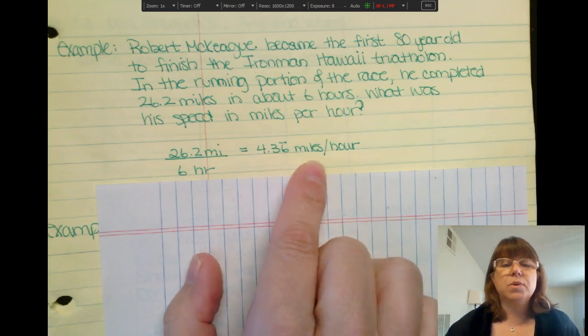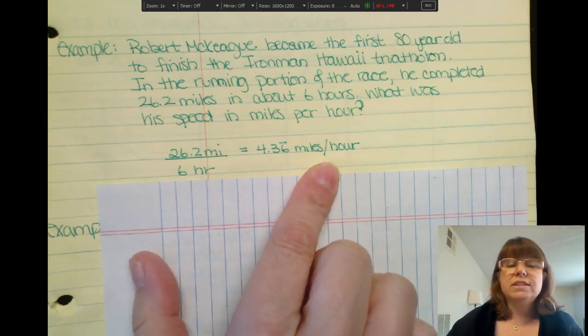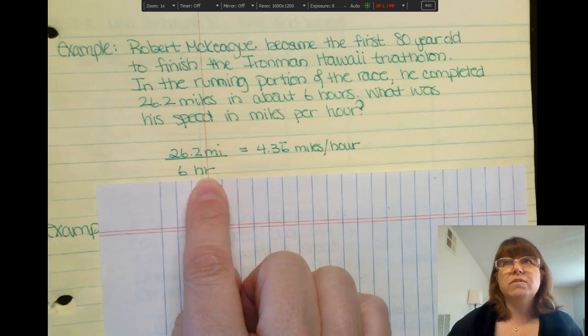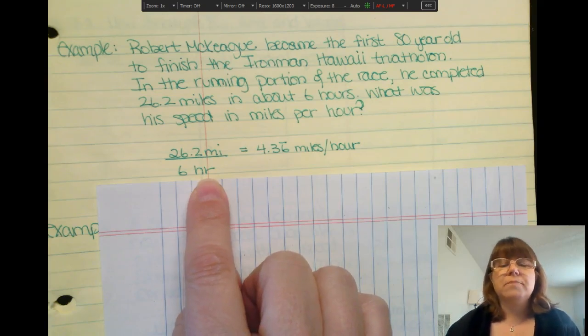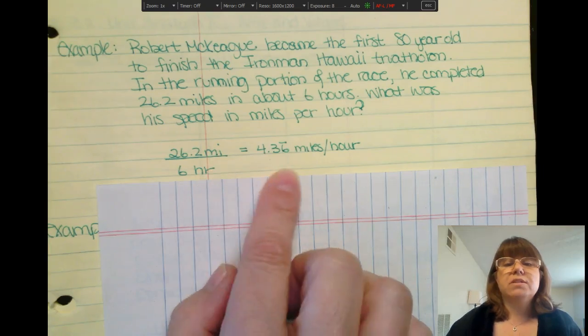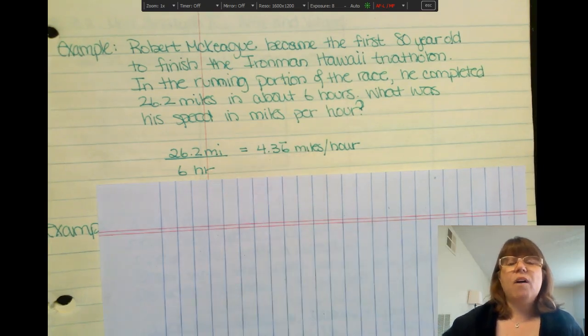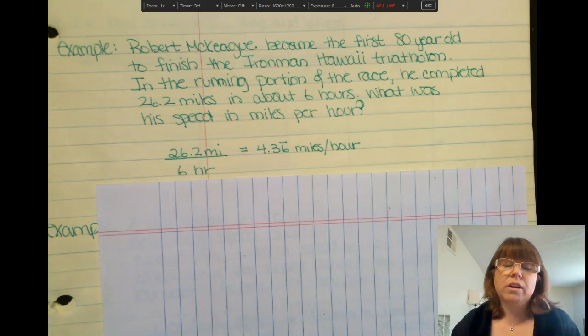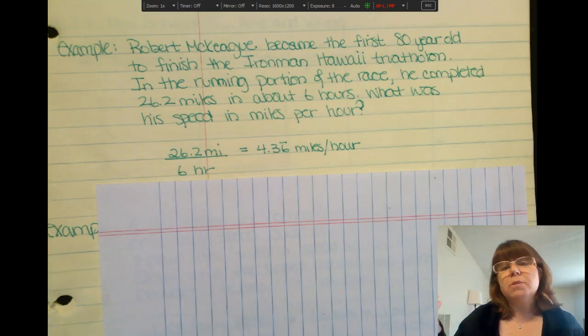4.36 miles per hour. If you notice, none of the measurements canceled out here. There's no conversion from miles to hours, because one is a measurement of time and one is a measurement of distance. But it's okay to leave it in the form of how far can I get in a block period of time, an hour. So we have miles per hour. For the metric system, kilometers per hour.